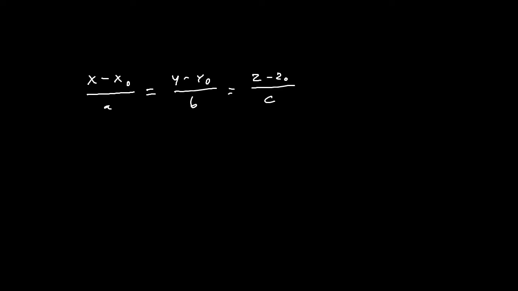And if that happens, all you have to do is write it separately. So let's say a is going to be 0. Then we take x minus x naught, and we just rewrite it as x equals x naught instead. And that's going to be separate from y minus y naught over b equals z minus z naught over c.